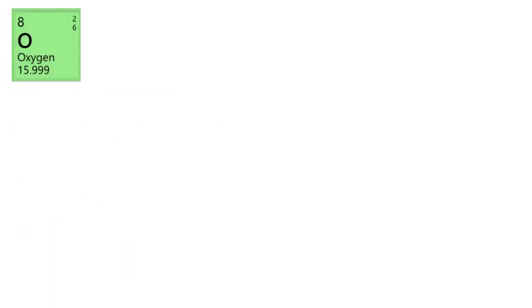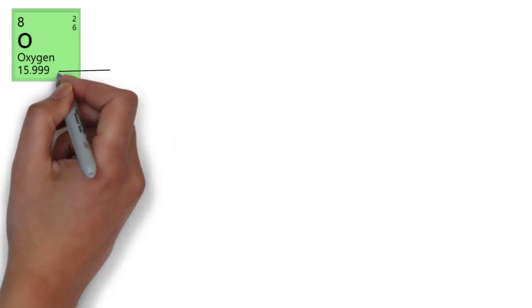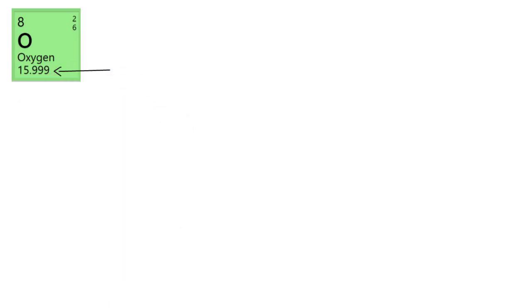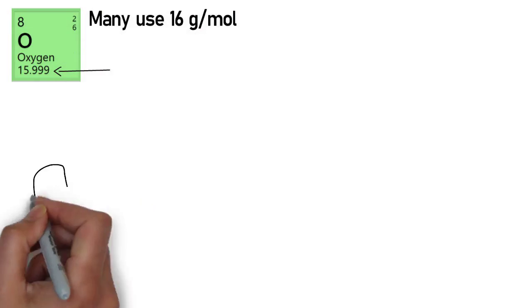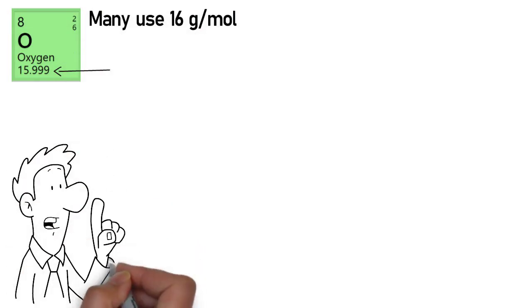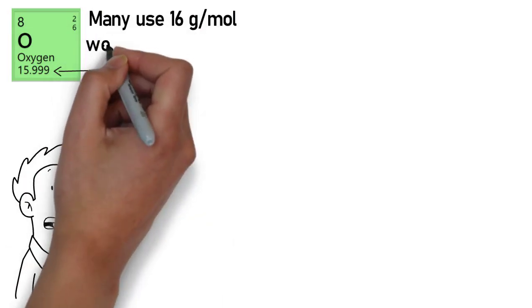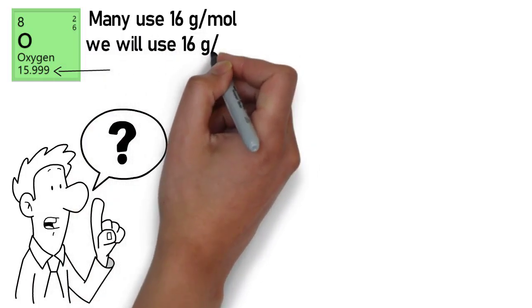For oxygen, we see a molar mass of 15.999 grams per mole. Many use 16 grams per mole, and I would ask my professor how they would like you to write the molar mass for oxygen. In this video, we will use 16 grams per mole.